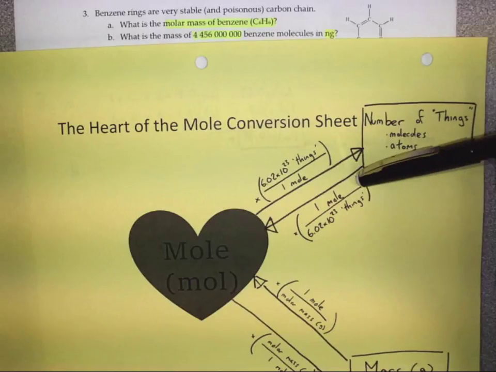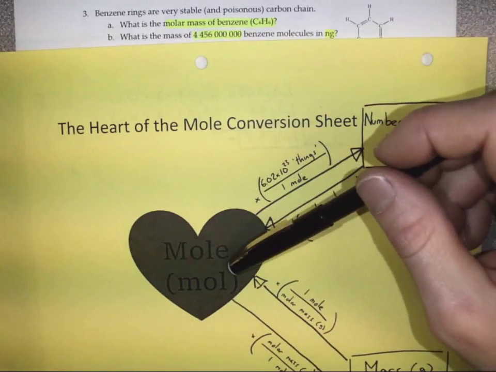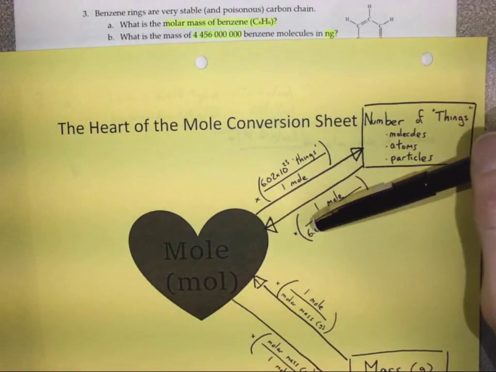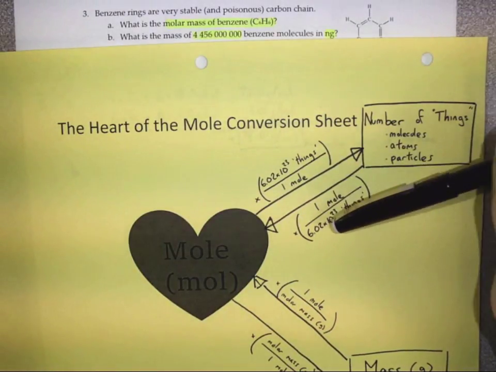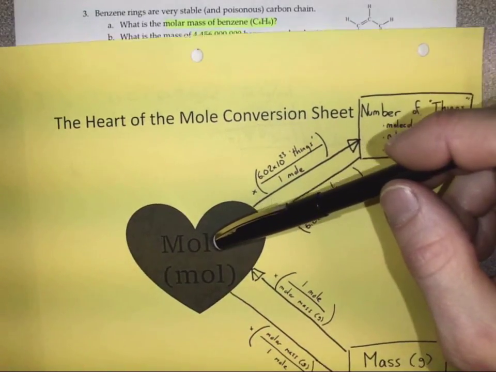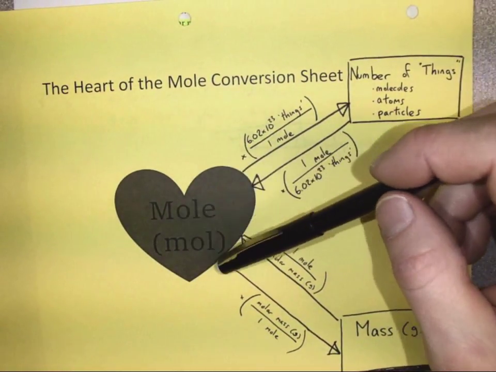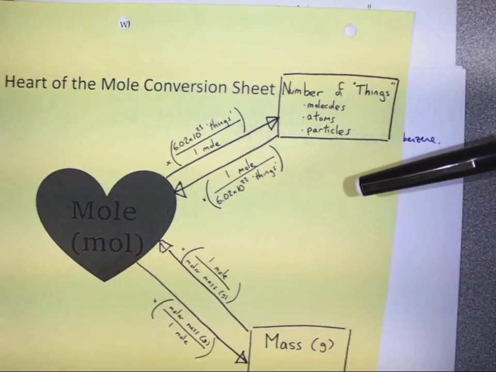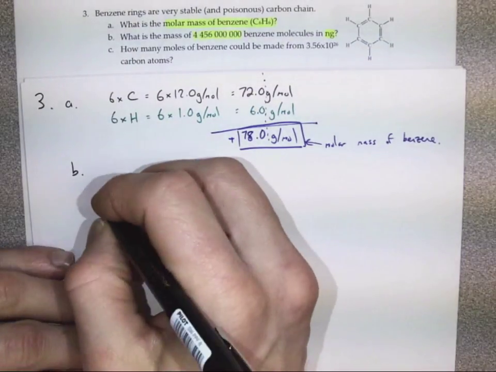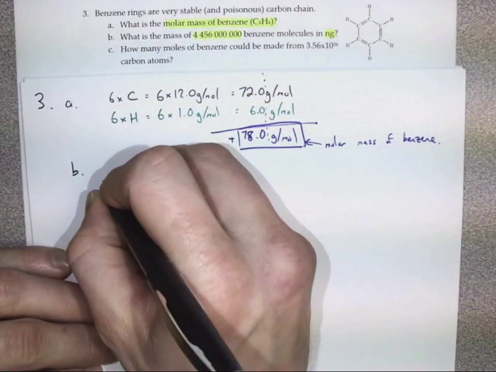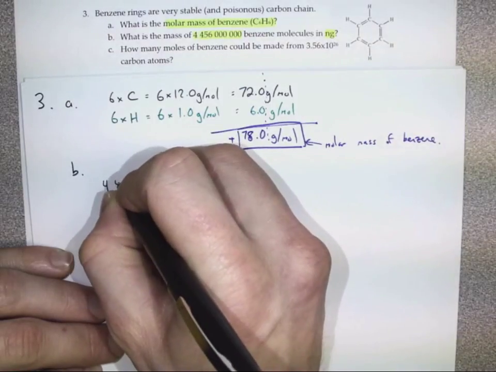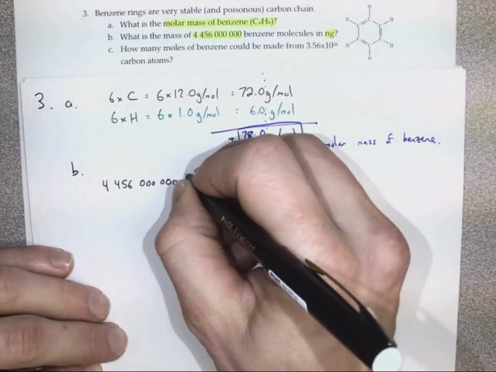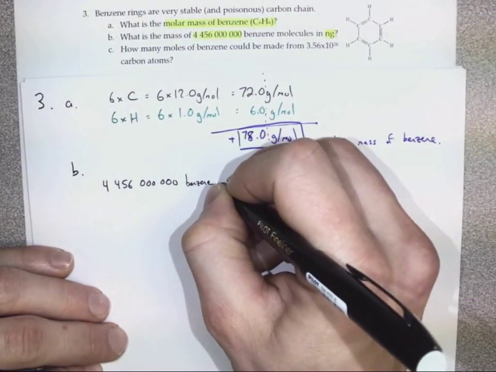To answer that, we're going to have to travel to moles. And to do that, we're going to use this conversion factor, multiplying in this way to cancel out units of molecules and get moles. And then we're going to turn moles into mass using the molar mass, which we found in part A. So that's the way we're going to trace our path here. We start by listing the thing we know: 4,456,000,000 benzene molecules.